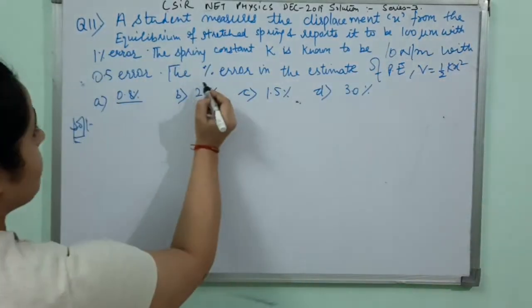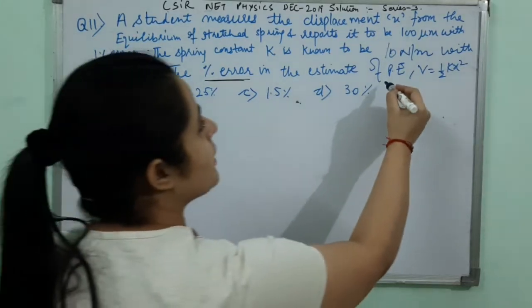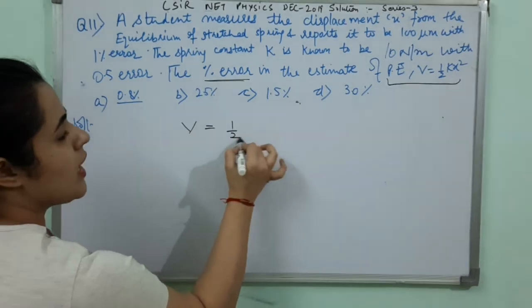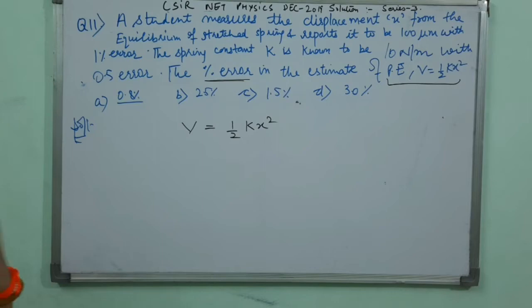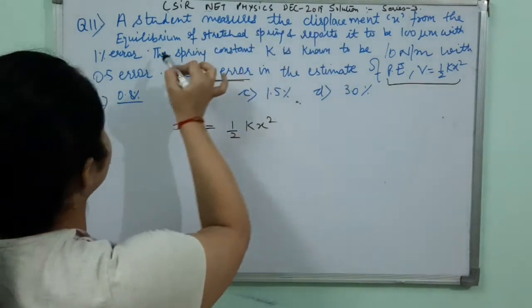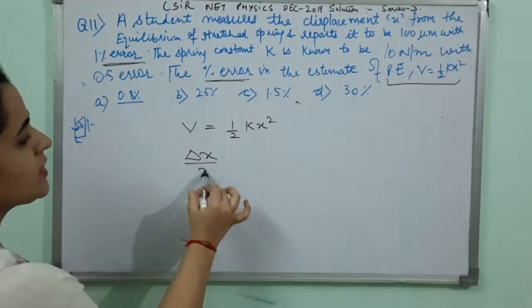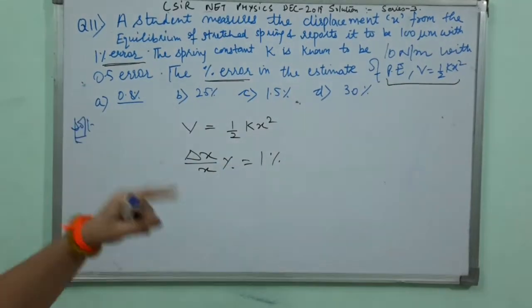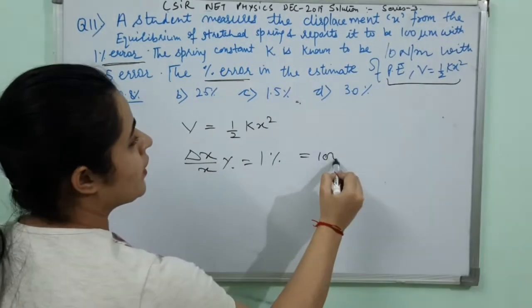So we have to calculate the percentage error in the estimate of potential energy. What is given: potential energy V is equal to half kx square. Now what is given in the question? The displacement x, that means the percentage error in displacement, will be given as 1%. Similarly, the spring constant k is known to be this. Its value will be 100 micrometer.